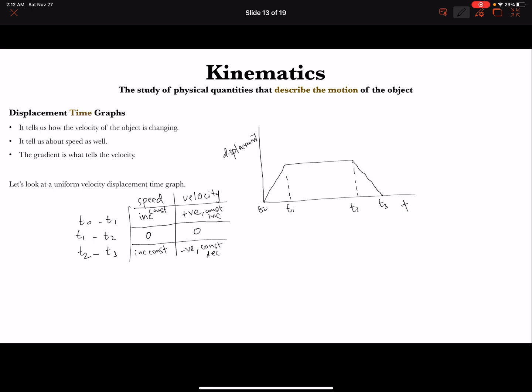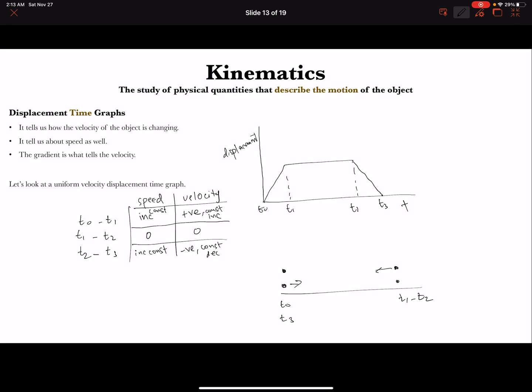Now, displacement. Remember when I do it like this, at T0 I move to the right. At T1, I'm at this point. From T1 to T2 seconds, I'm here. And then at T2, I again start moving to the left. And at T3 seconds, I reach this point again, the very start.